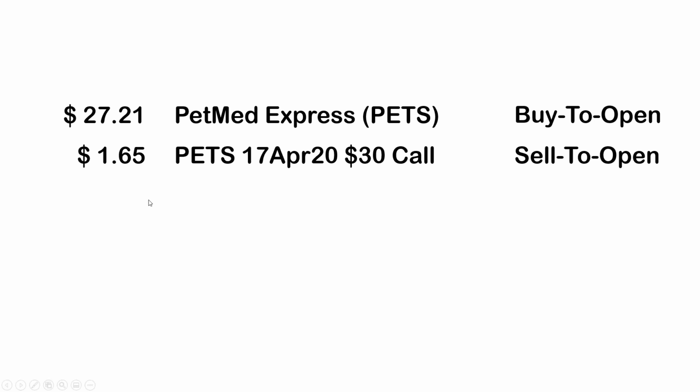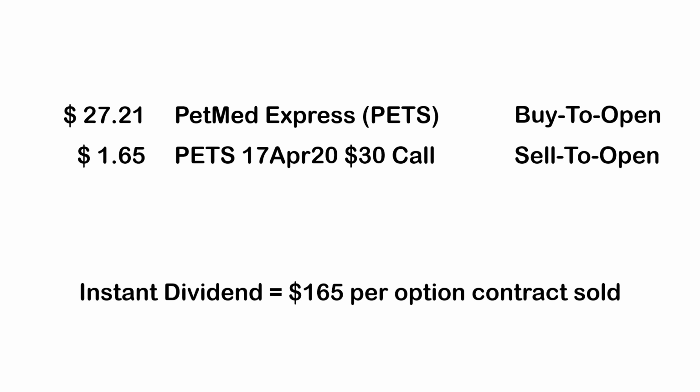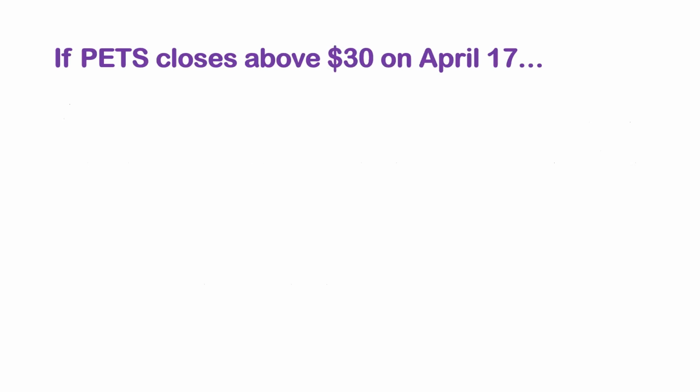So basically we would get for ourselves a discount. We would buy PetMed and then cash in this coupon and get ourselves a discount on the underlying symbol. I also like to call it an instant dividend. For every option contract we sell, we're going to get $165 because option contracts consist of 100 option shares, right? All right. So imagine this scenario.